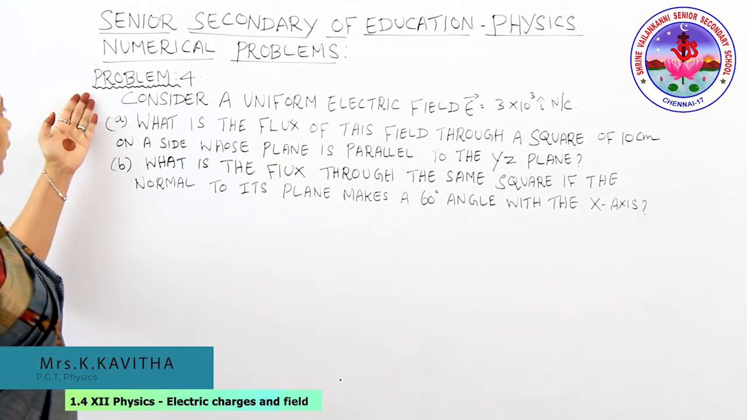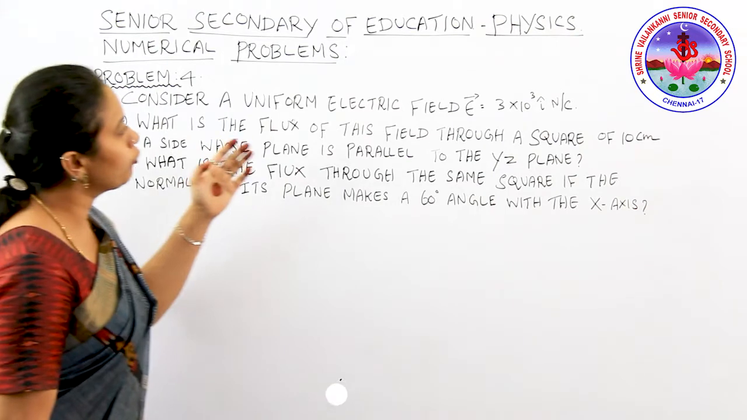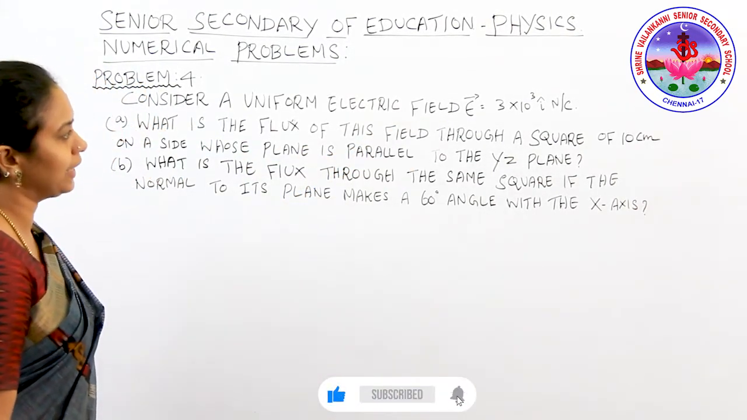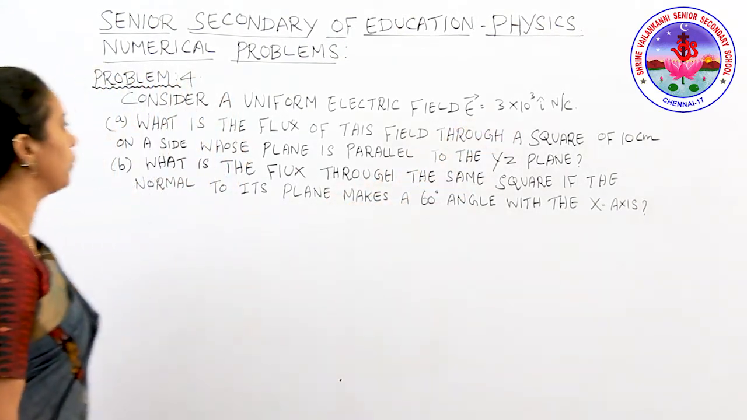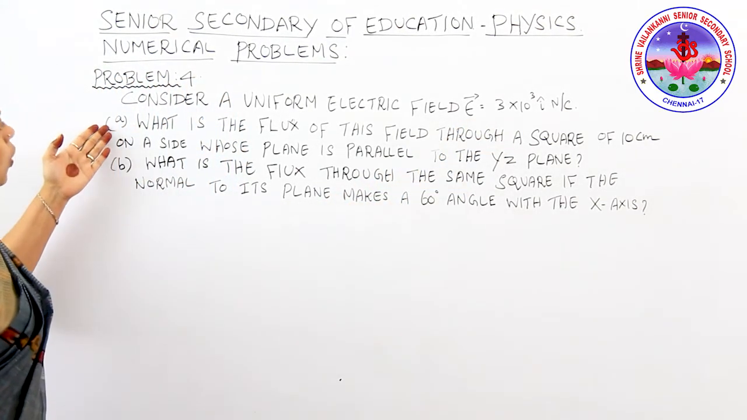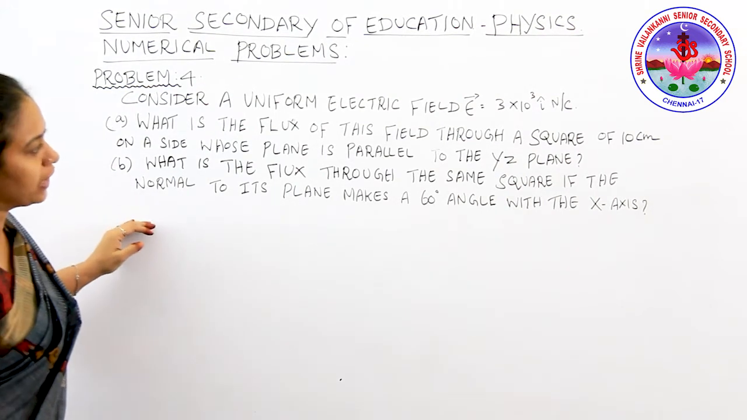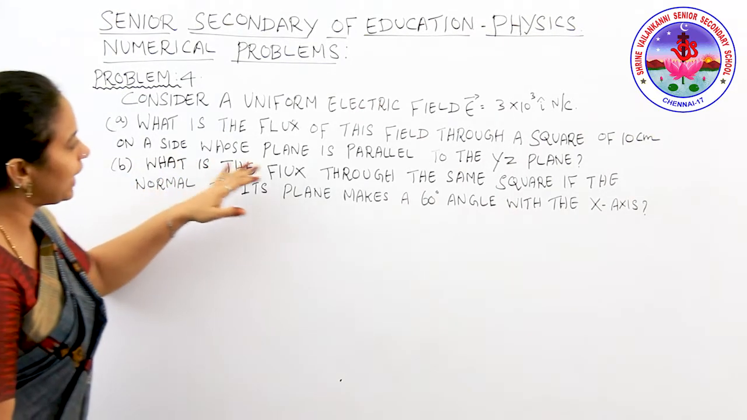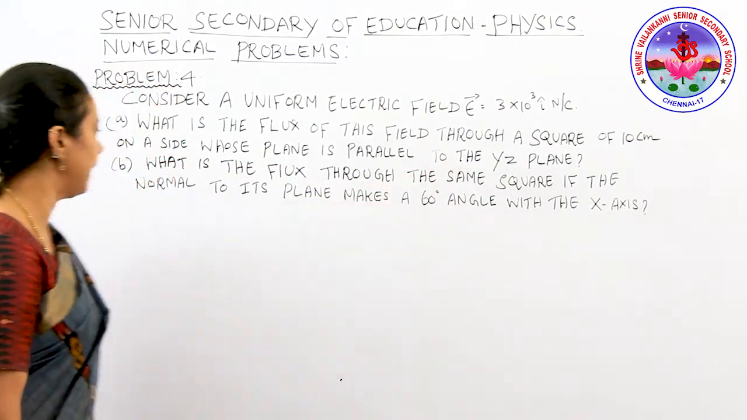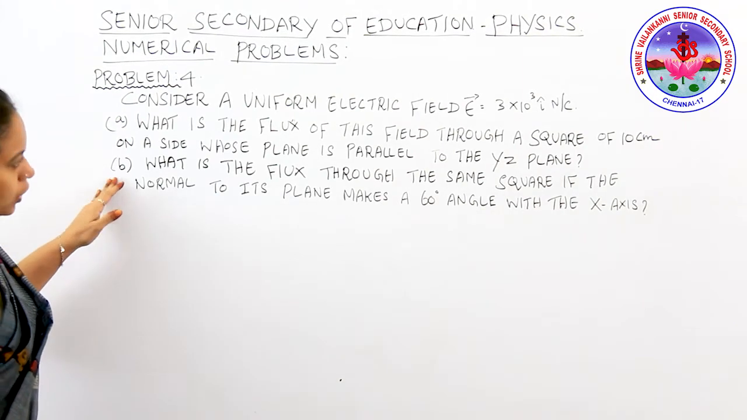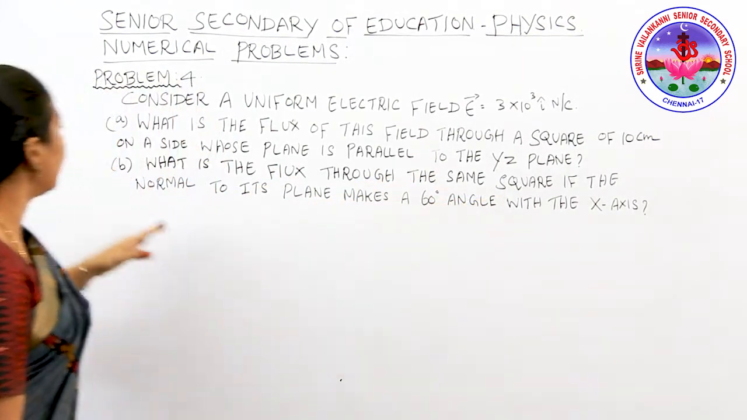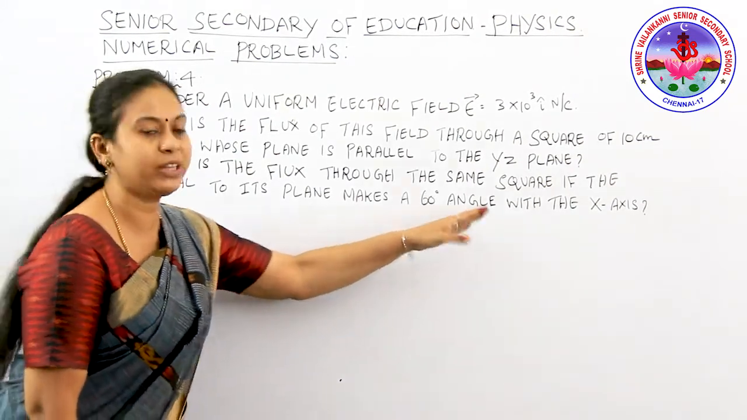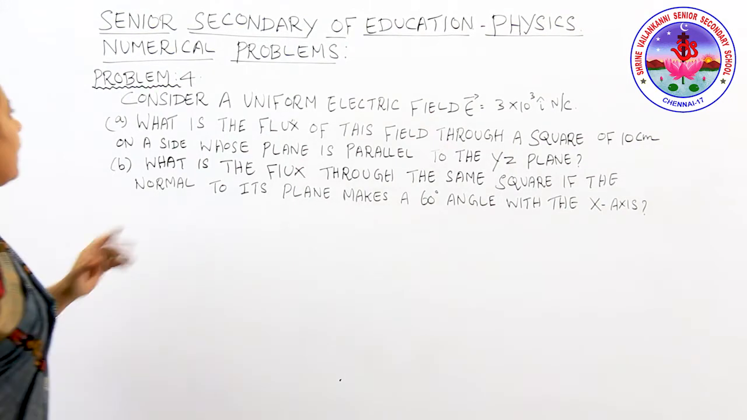So problem 4: consider a uniform electric field E vector equal to 3 into 10 power 3 i cap Newton per coulomb. The question is, what is the flux of this field through a square of 10 centimeter on a side whose plane is parallel to the YZ plane? And what is the flux through the same square if the normal to its plane makes a 60 degree angle with the x-axis? First we will write the given.